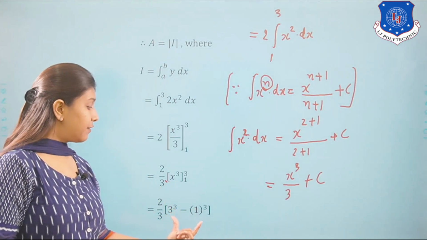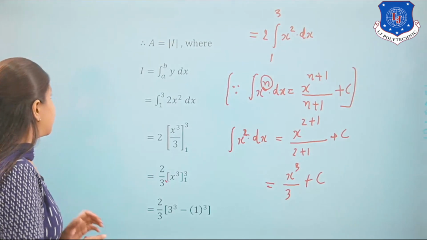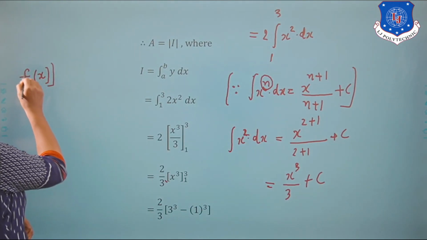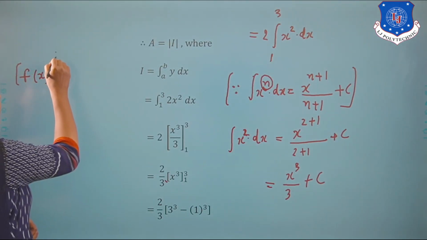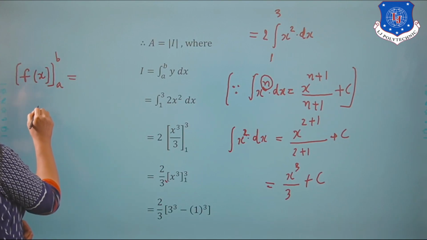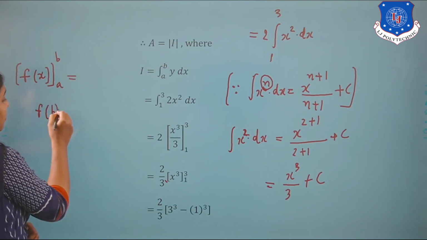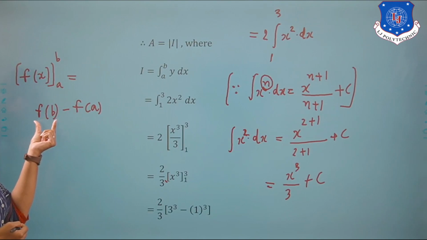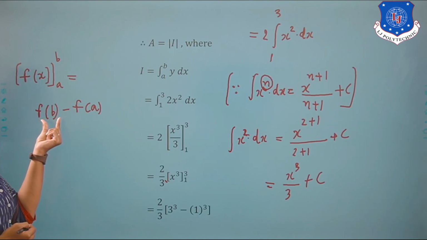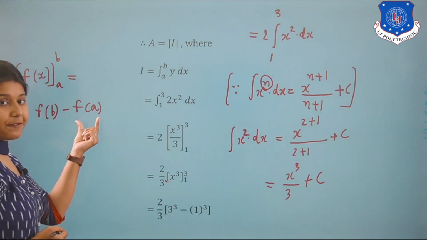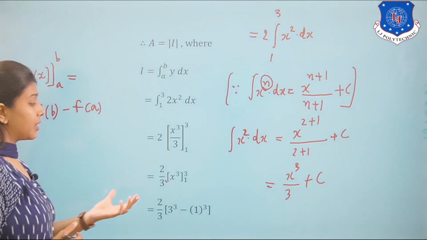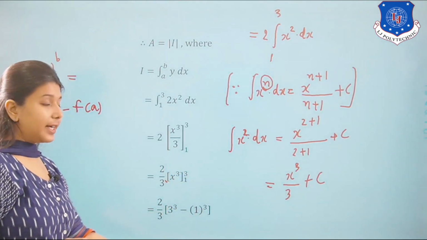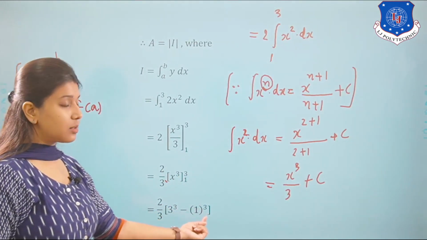Now, how you get this term? See, if your function f of x is given and limits are a to b, then you can write it as f of b minus f of a. That means f of b is your upper limit minus f of a is your lower limit. Here your upper limit is 3 and your lower limit is 1. So we can write it as 3 cube minus 1 cube.